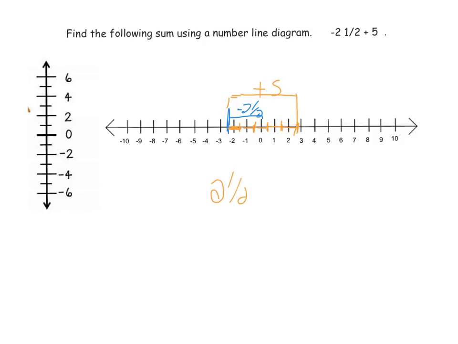Or again, we could do that on a vertical number line. We started at negative 2.5, and we went half, so whole, another whole, another whole, so that's 3, 4, 5. So we went up to 2.5.